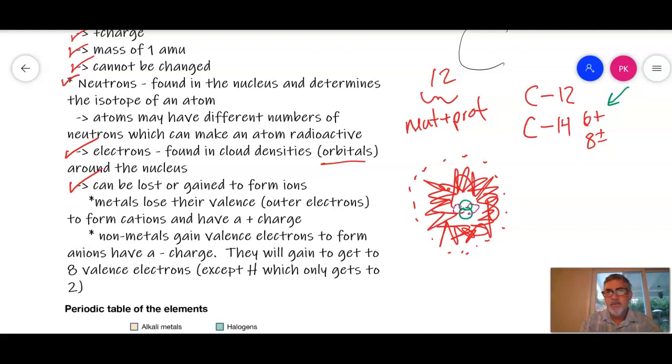They can be lost or gained to form ions. An ion is a charged atom.